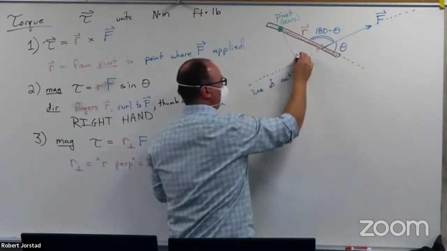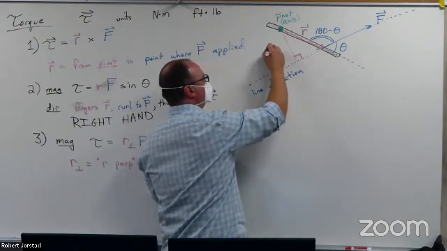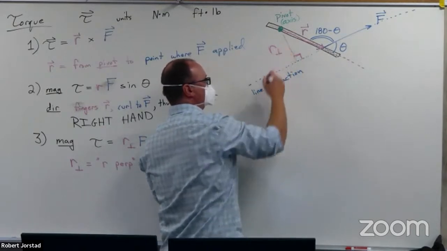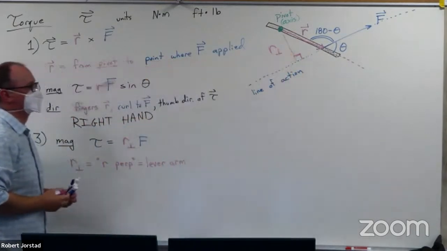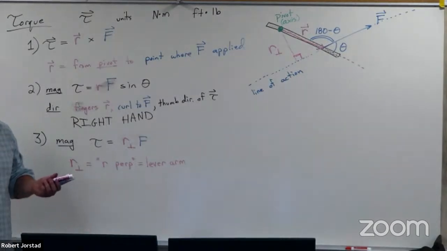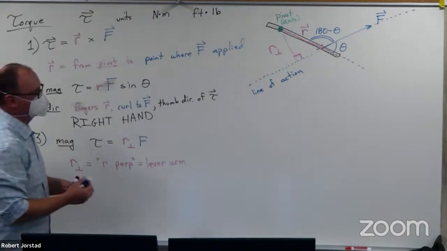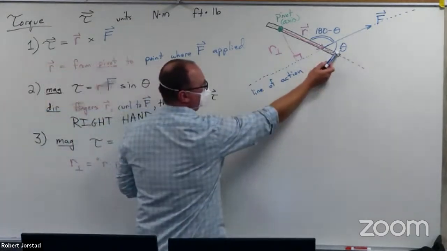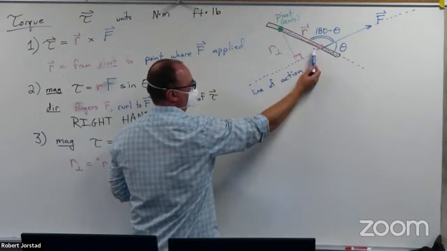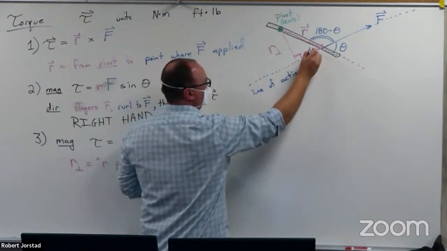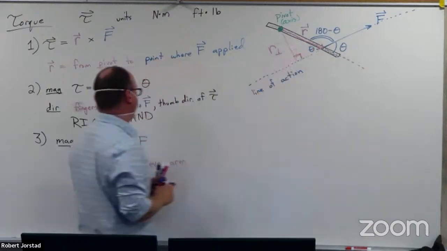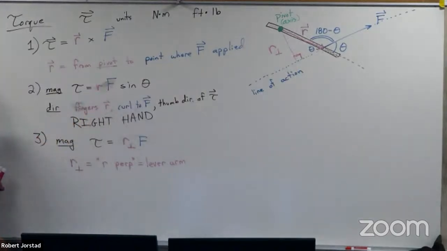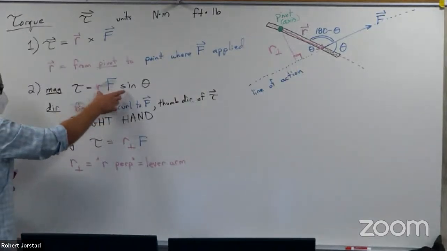See how that's supposed to make a right angle there? That is R perp. Now you might be saying, oh, this looks kind of weird, I don't understand why this works. I want to point out, this is theta. What's this angle? Isn't this R sine theta? And you basically get back the same thing. R sine theta is R perp.